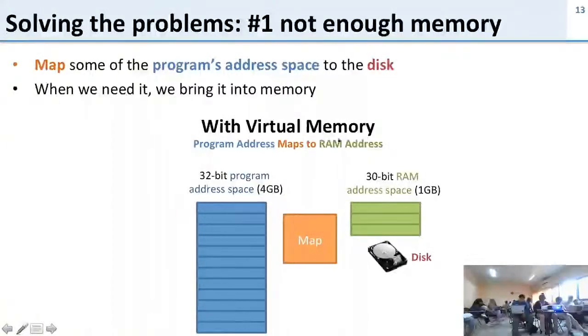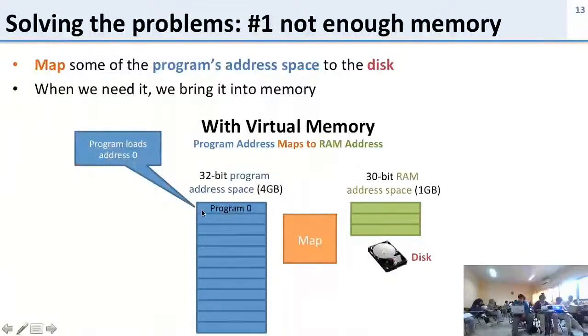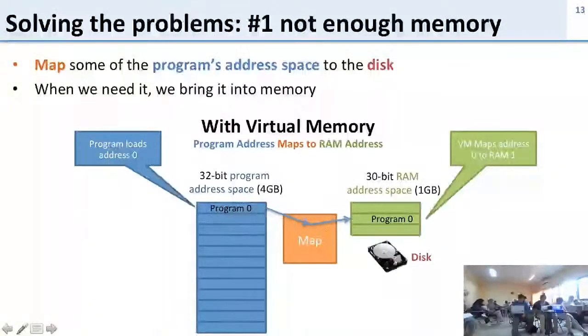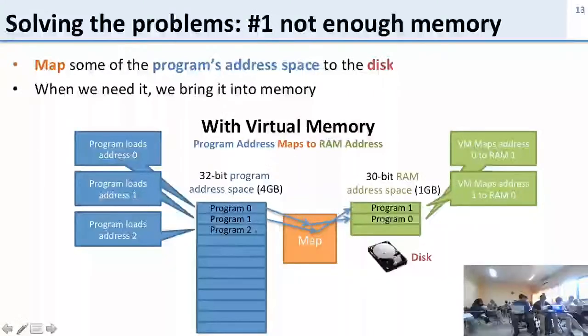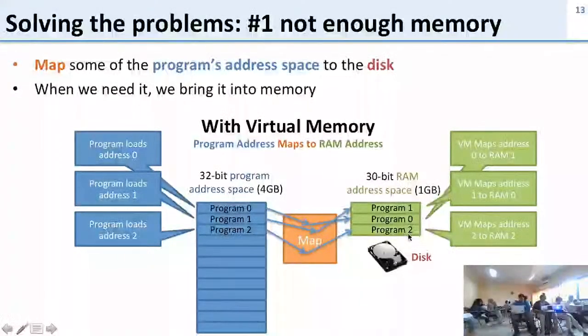So here we are with virtual memory, and remember the program address is going to map to the RAM addresses. So the program goes and tries to load address 0, goes to the map, says, okay, address 0 is over here, no problem, you can access it. So the virtual memory has mapped program address 0 to RAM address 1. Now the program wants to access address 1. Okay, so we go into the map, and the map maps address 1 to RAM address 0. No problem. Go to program address 2, it maps it down here. That's fine.